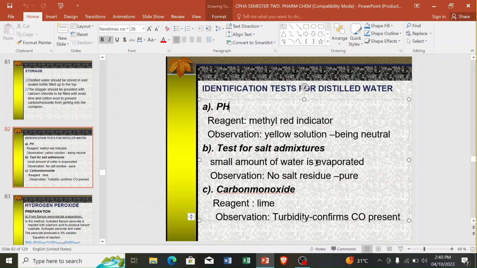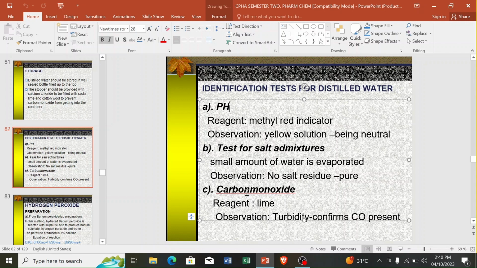But if there are salts that you are able to see after the water evaporates, it will mean that there are a number of salts in the mixture, and if salts are in the mixture, meaning our water is not ready to be used. So we have the second thing as carbon monoxide.